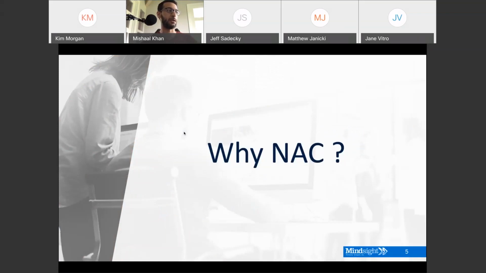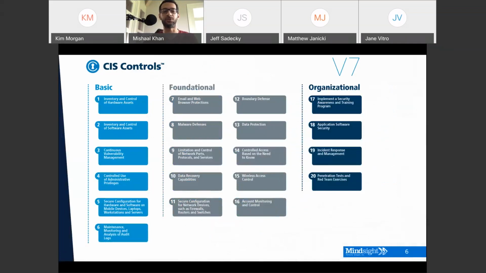So before we get into the solutions and NAC and what it is, the basic question here is why? Why do we talk about NAC? My answer to this is initially, I've had a discussion with most of our clients around security frameworks, and we talk about the CIS20 controls that you see on the screen. It's basically a set of the top 20 functions and controls within cybersecurity that we need to address in order to increase our security posture.